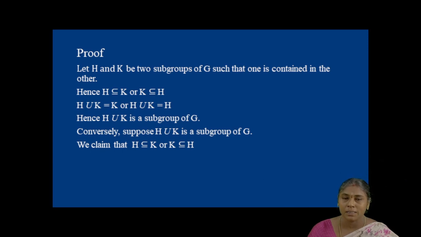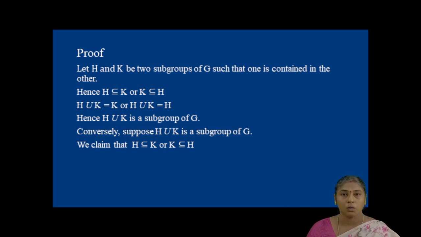But in our theorem, H and K are subgroups. Now H union K is equal to either H or K, so H union K also becomes a subgroup of G. So one part of the theorem is proved. We have assumed that H is a subset of K or K is a subset of H, that is, H is contained in K or K is contained in H, and we have proved that H union K is a subgroup of G.